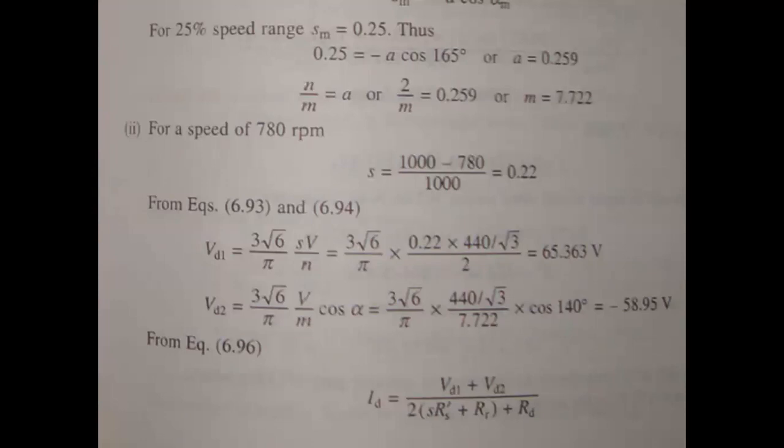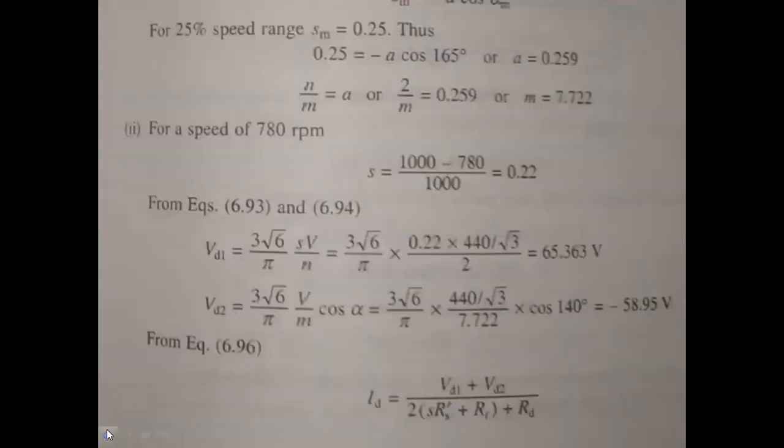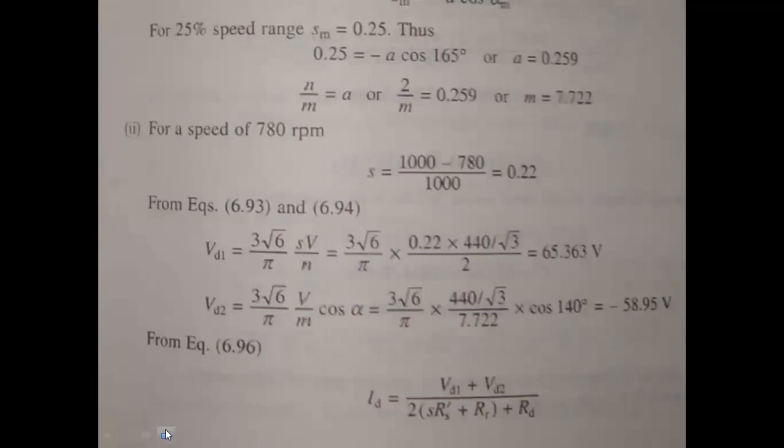So we know that ID is equal to VD1 plus VD2 by 2 into S into RS dash plus RR plus RD. Again in this formula, to find ID, we have to find RS dash and RR. So RS dash is equal to, what is the formula? RS into 0.5 whole square, that is 0.1 into 0.5 whole square we have to write.